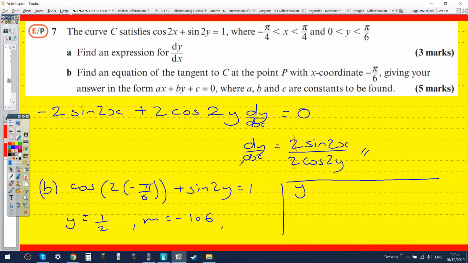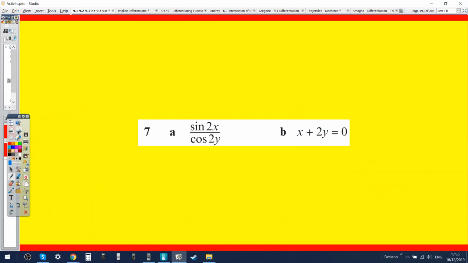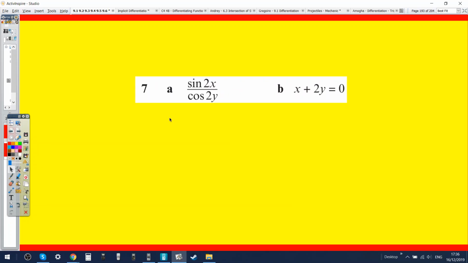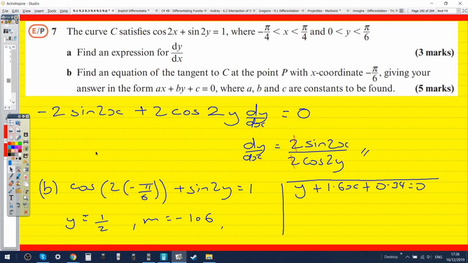I got y plus 1.6x plus 0.34 is equal to 0. What was it, sorry? 3.4? 0.34. Let me see. Give me your answer in the form ax plus by. So 1.61 and 0.34. Is that the thing? No.